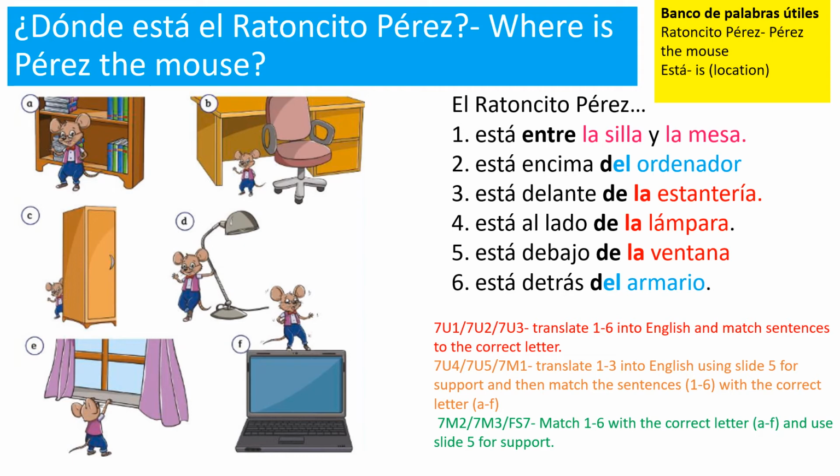7 upper 2, 7 upper 3, 7M2, 7M3 and foundation school, I would like you to match up 1 to 6 with the correct letter and using slide 5 for support, so you don't need to translate them, but you could do if you want to challenge yourself. Again, you can open up that answers PowerPoint when you finish your slide and mark your work. I've also given you a Banco de Palabras Útiles, a keyword bank that just gives you a few words that you need to help you work out how to structure your sentences.